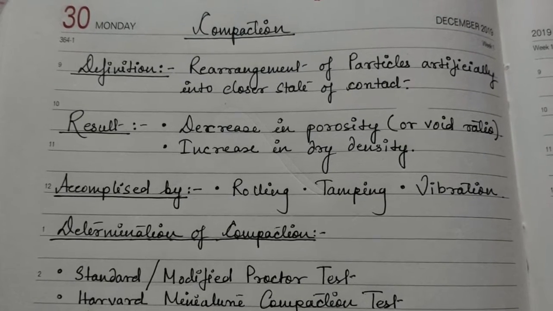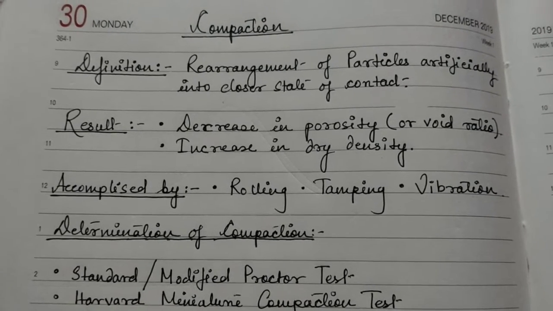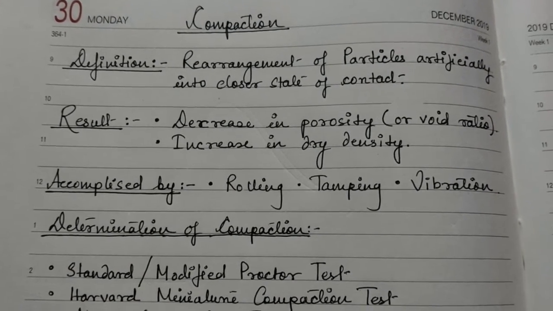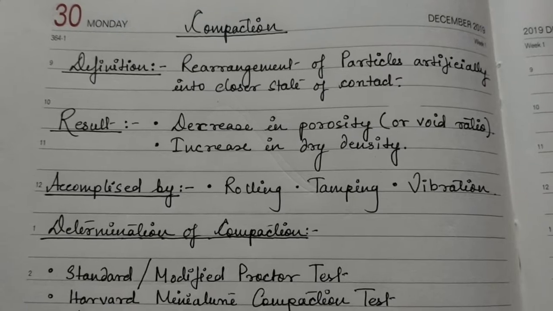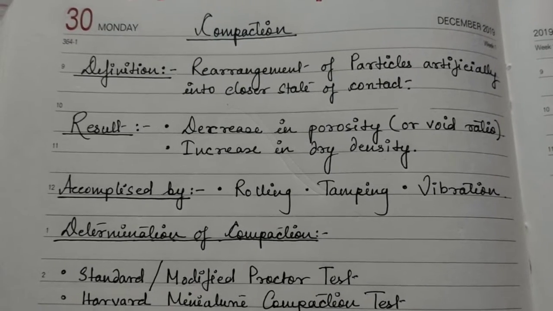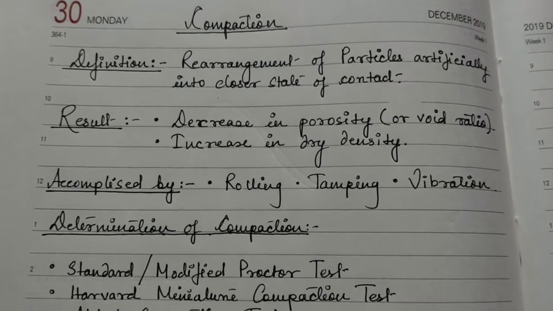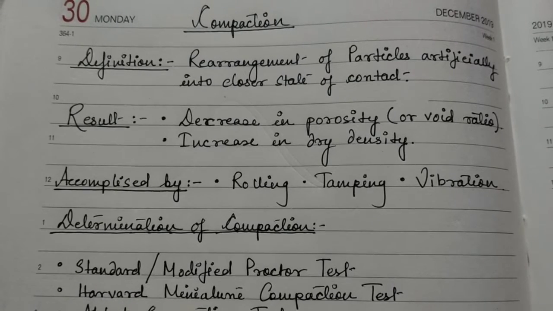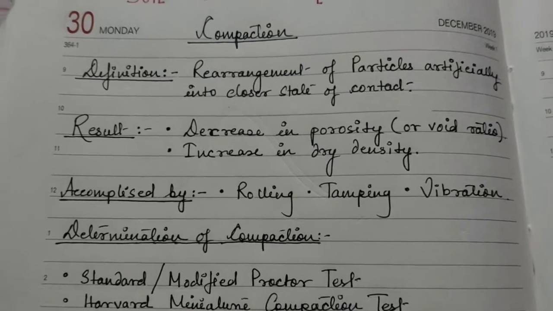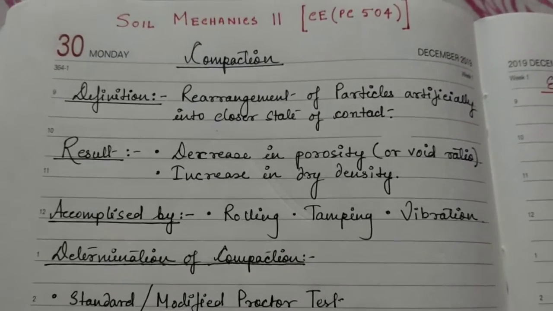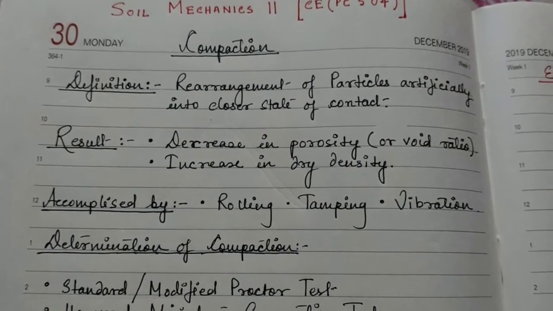So how is this compaction carried out? Compaction can be carried out either by rolling or by tamping or by vibration, depending upon the type of the soil. As we all know, each and every property of the soil has to be determined by performing a particular test. So here the density which can be achieved through compaction can also be found out by performing some particular test in the lab.